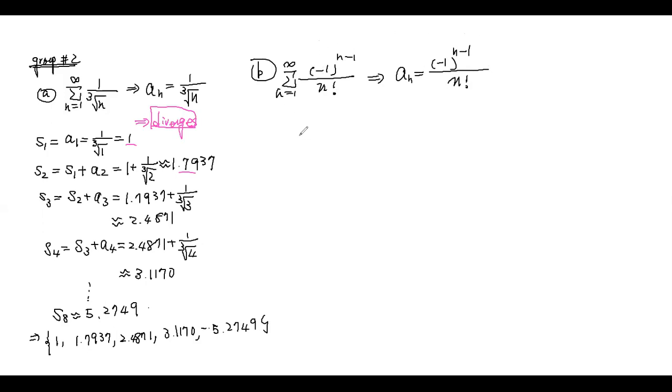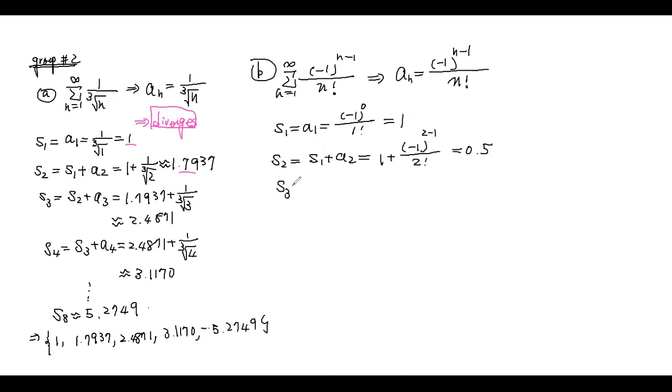Okay, let's do this mechanical work again. S1 is equal to A1, which is 1 factorial, -1 to the 0 power, so it is 1. Now S2 is S1 plus A2. S1 is 1, A2 is 1 over 2 factorial times -1 to the 2 minus 1, so it's -1 over 2. So this will be equal to 0.5. Let's do a couple more.